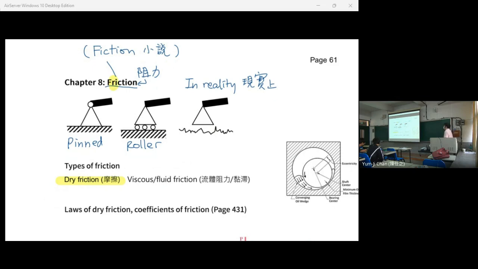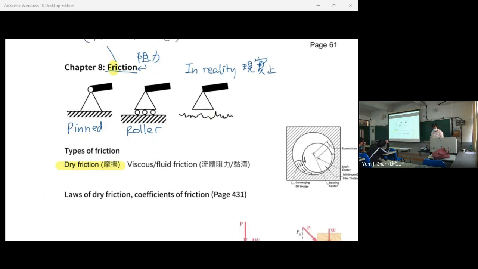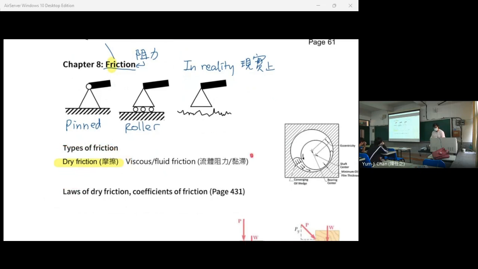Now, we have types of friction. Of course, in our course, we talk about dry friction, 摩擦, but in machines, we have another type of friction, which is called viscous or fluid friction. This will be covered, or we will talk about this, in year 3 fluid mechanics.